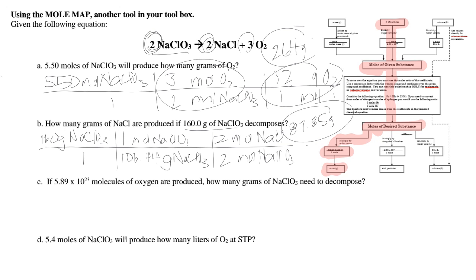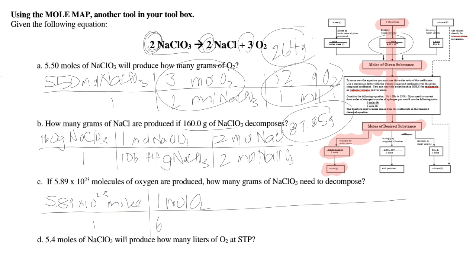So I have 5.89 times 10 to the 23rd molecules. Put it over 1. I'm going to do 1 mole of oxygen has 6.02 times 10 to the 23 molecules. And that will get me 2 moles of O2.